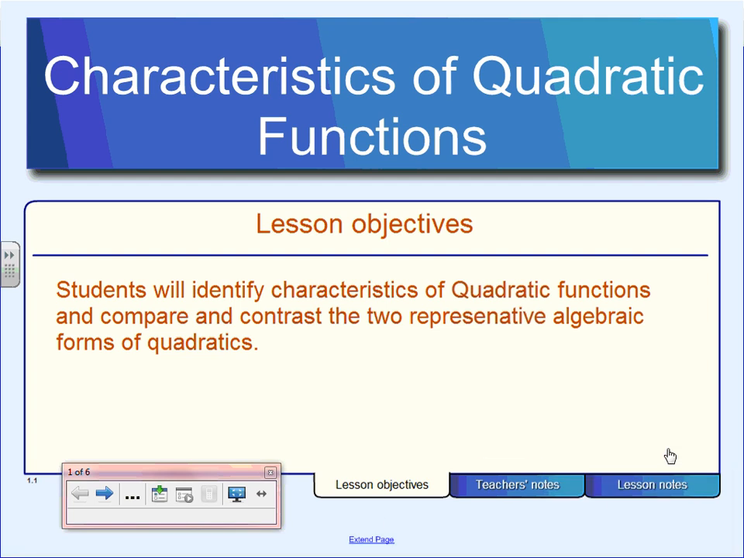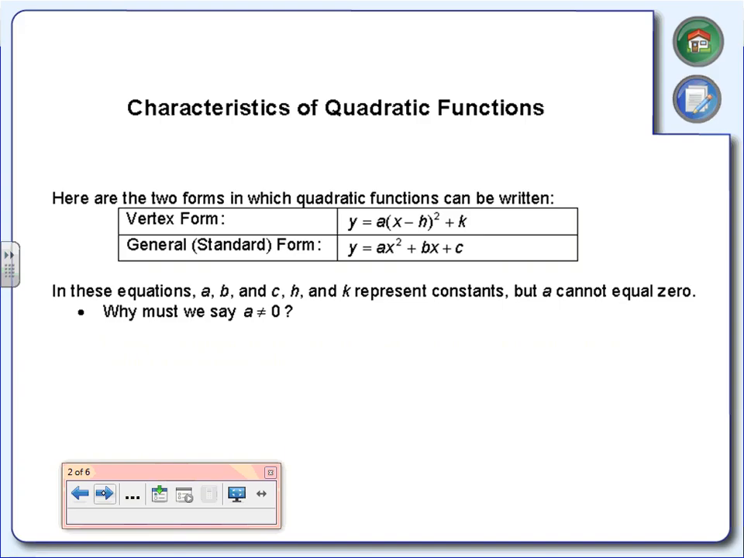All right, characteristics of quadratic functions. It says here today you guys are going to be identifying some characteristics of those quadratic functions and compare and contrast the two representative algebraic forms of the quadratic. Now those two forms are the ones that we saw yesterday. That is the standard form and the vertex form. Those are the two that I showed you yesterday. Those are the two that we're going to be working with today.